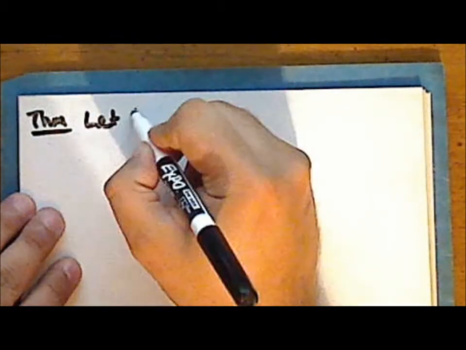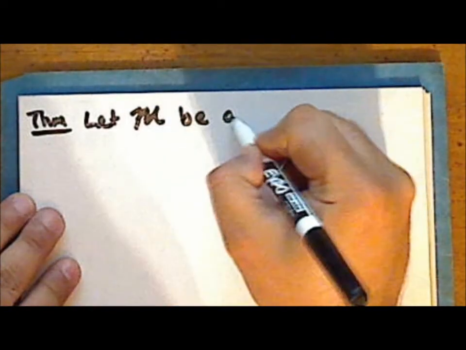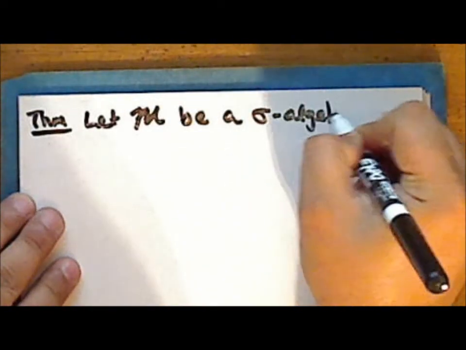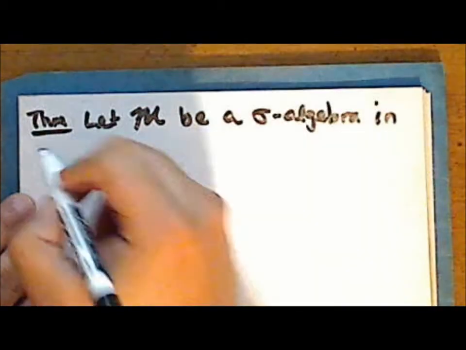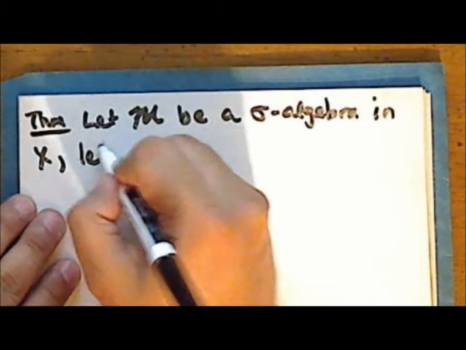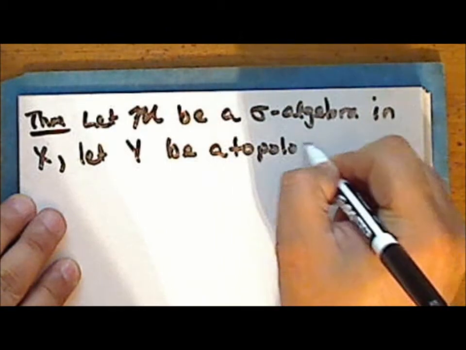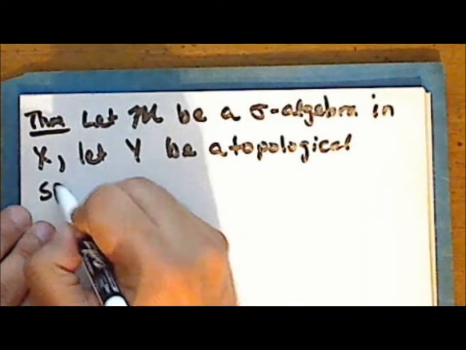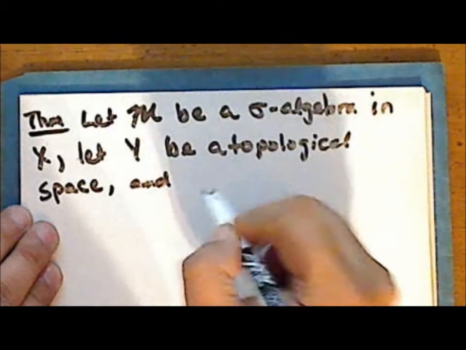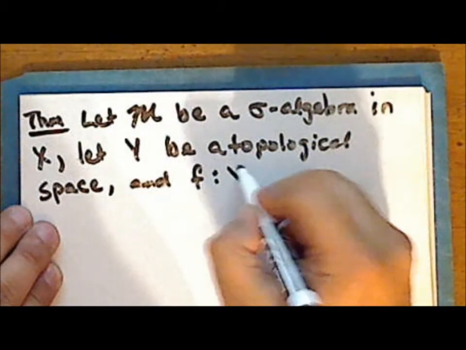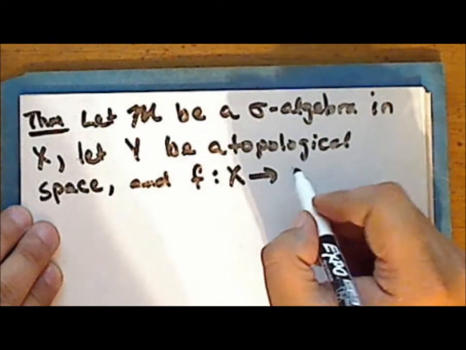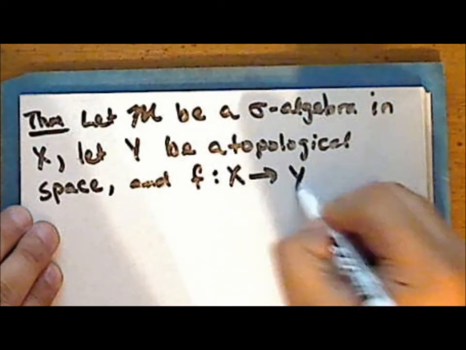So next we have a very useful and interesting theorem. Let script M be a sigma algebra in the space X. Let space Y be a topological space. And let F be a map from the measurable space X into the topological space Y.